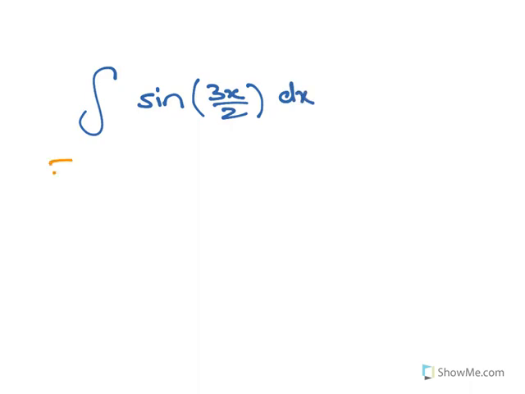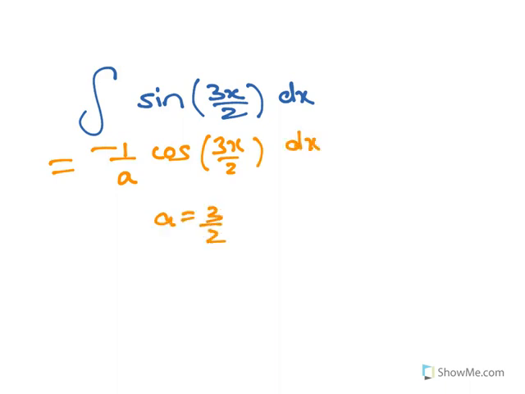I'm just going to do one that possibly is a little bit harder: the integral of sine 3x on 2 dx. Looking at this, if you use the 1 on a here, that would be 1 on a, minus cos 3x on 2 dx, and the a is 3 on 2. So 1 on a, we'll just flip it. So it's cos 3x on 2.